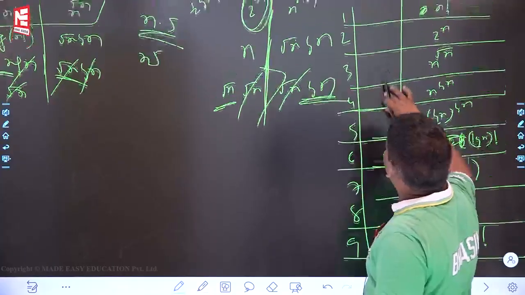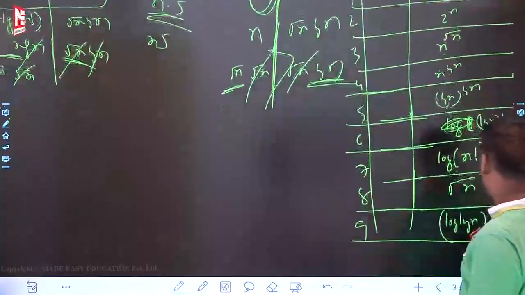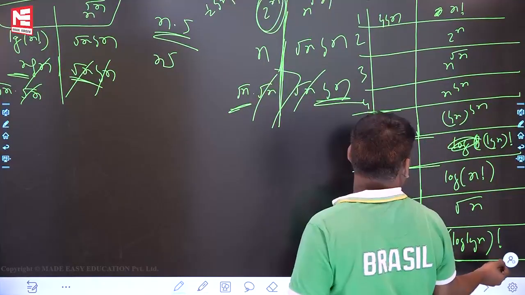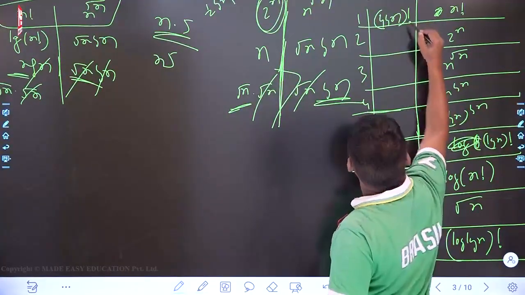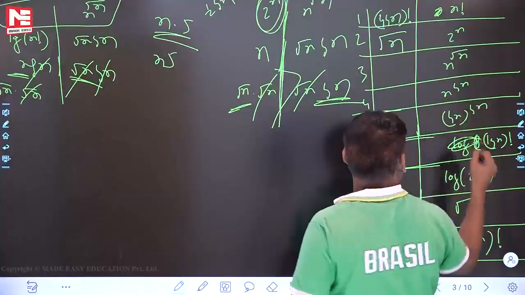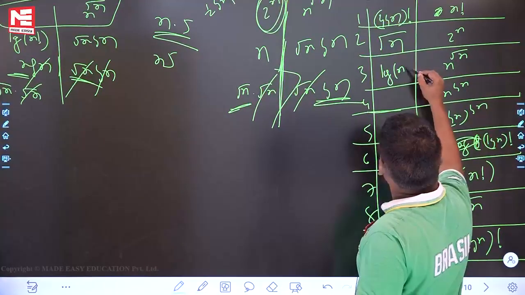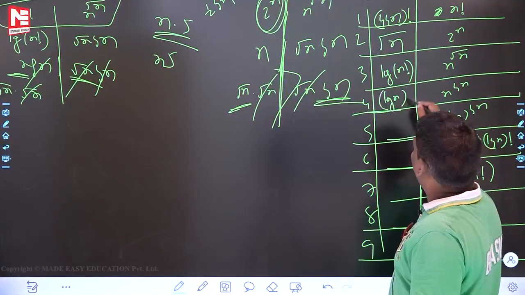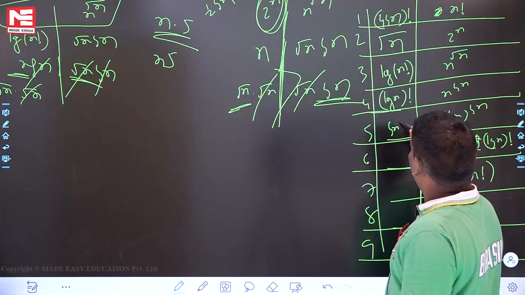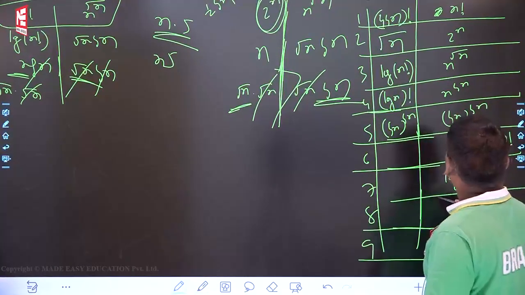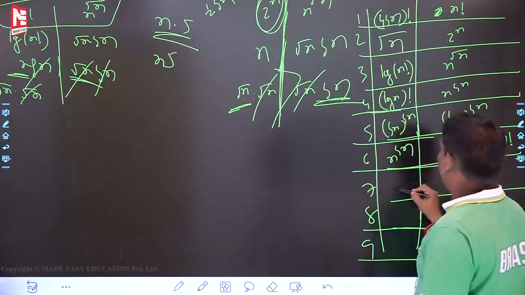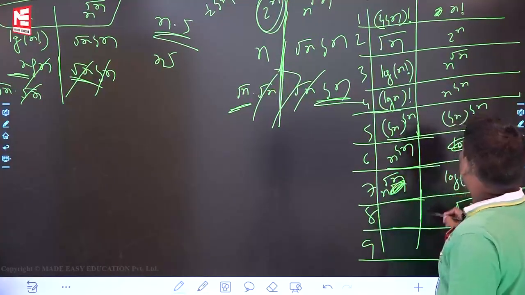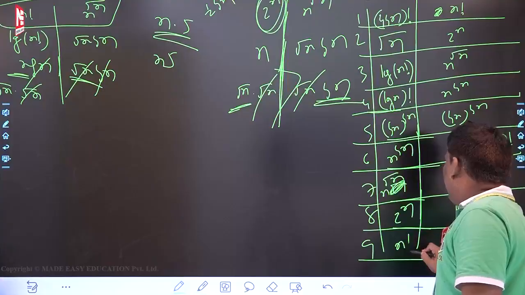This is the thing you want, ascending order. Let me write in the reverse order. First one, log n. Second one, root n. Third one, log n factorial. Fourth one, log n whole factorial. Fifth one, log n power log n. Sixth one, n power log n. Seventh one, n root n. Eighth one, 2 power n. Ninth one, n factorial. Please be careful.